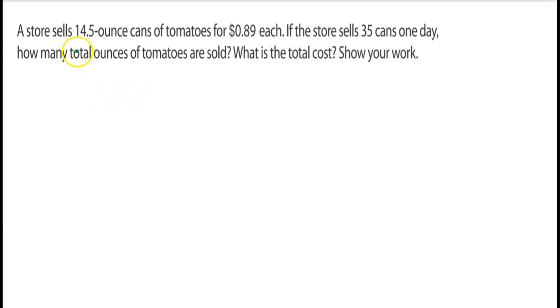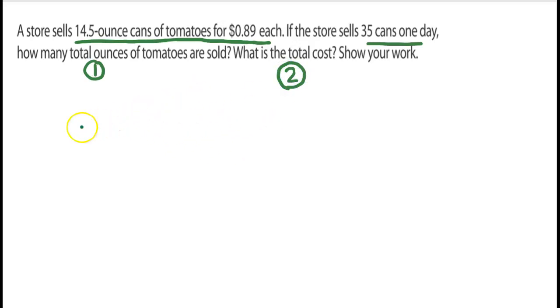So it says a store sells 14.5 ounce cans of tomatoes for 89 cents each. Okay, this is important because here are my two numbers that I'm going to end up multiplying. If a store sells 35 cans one day, how many total ounces of tomatoes are sold? Okay, so that's my first question. This is question 1. Second question is, what is the total cost? Okay, so there's two different questions here.